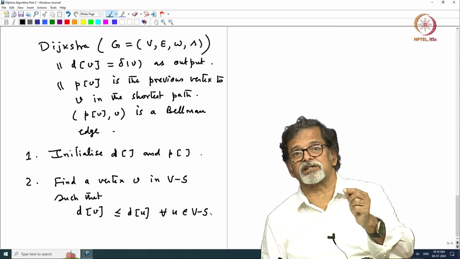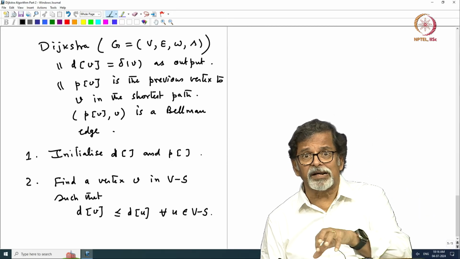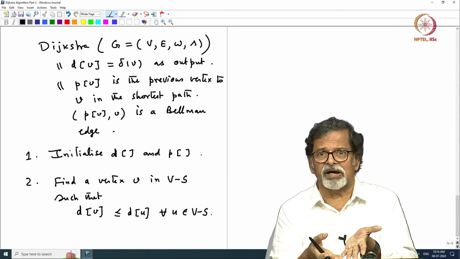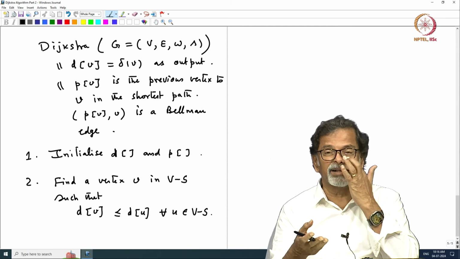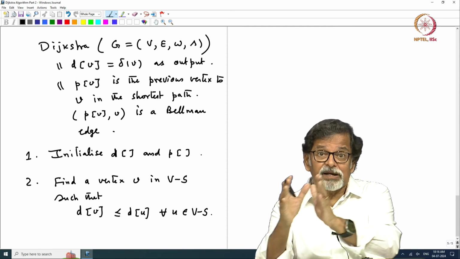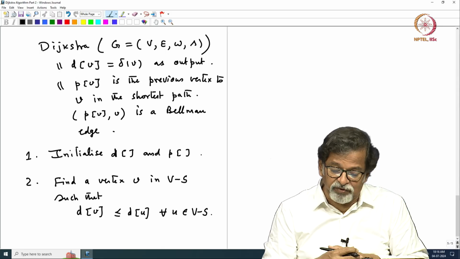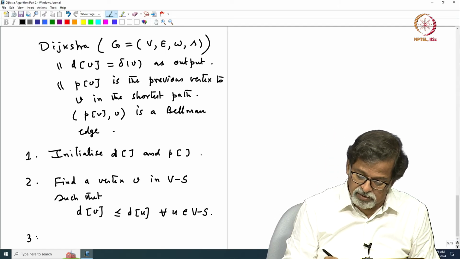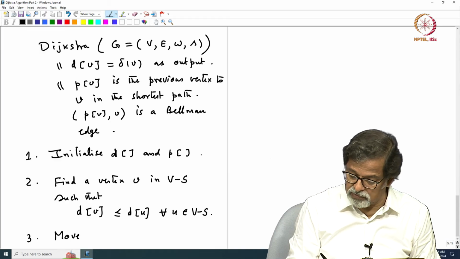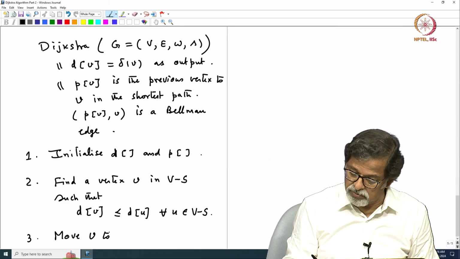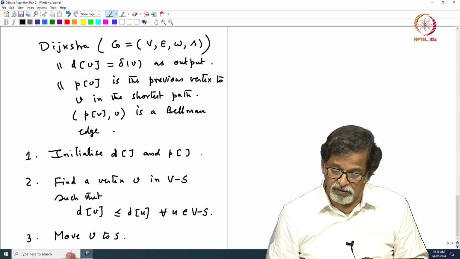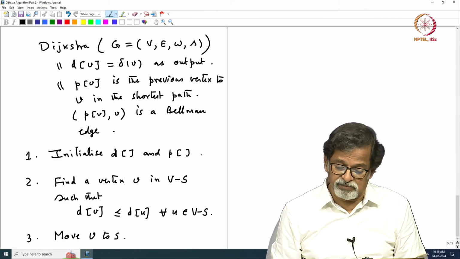So, for each vertex in V minus S, you look at the D value and find the minimum. There will be some vertex for which the value is minimum. By scanning the D array only for the elements of V minus S, we can find the vertex V with the minimum D value. The third step is to move V to S.